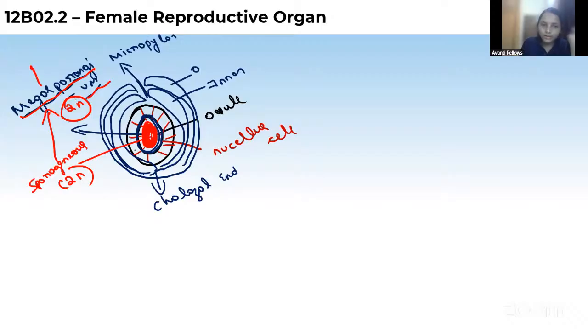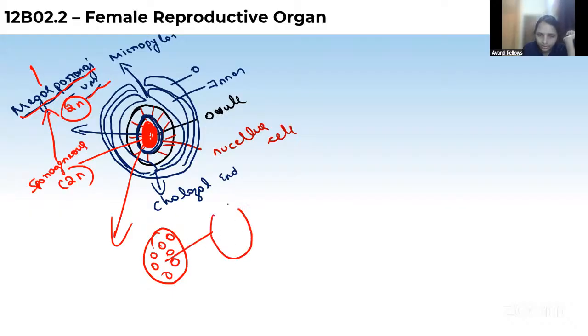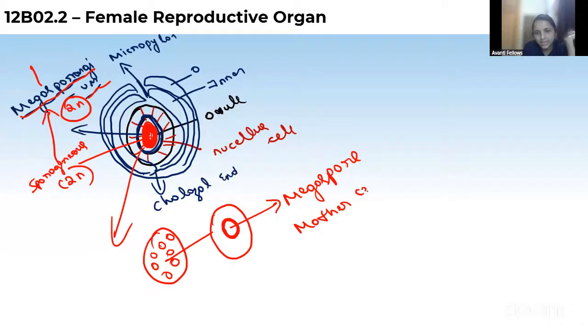In this megasporangium, there will be many cells, right? Here, one cell is going to differentiate into the megaspore, not microspore. It is the megaspore mother cell. Do you understand this now? Same like the microspore only.